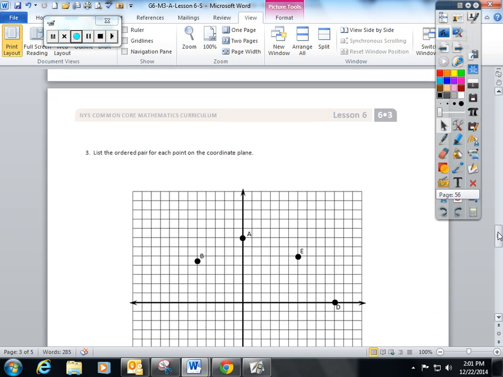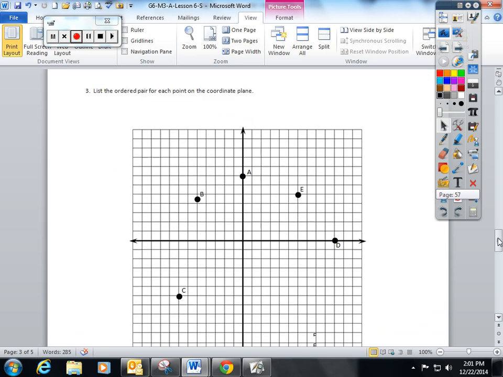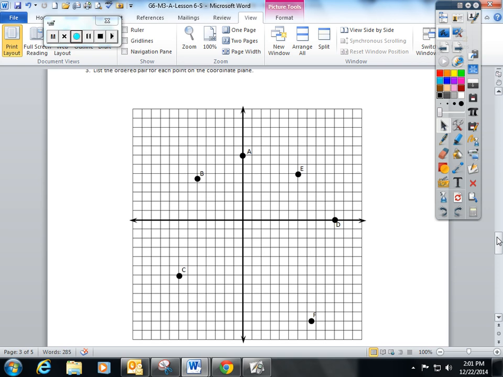With your partner as an exercise, I would love you to try these. Take a minute and see if you can label all of these points, and we'll go over them at the end of class. I hope you enjoyed today's lesson.